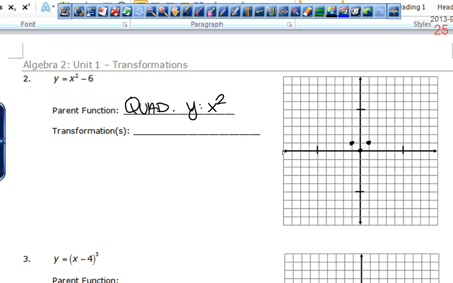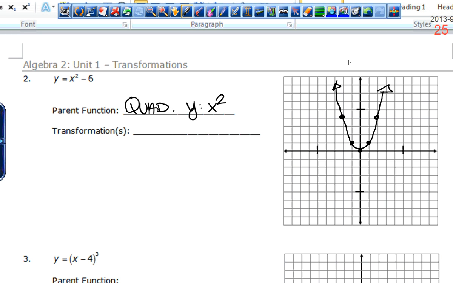If I put 2 into this equation, what's my y value going to be? If I put 2 in, 4, right? 1, 2, 3. Same thing on this side. So, not exact, but pretty close to what the shape looks like.